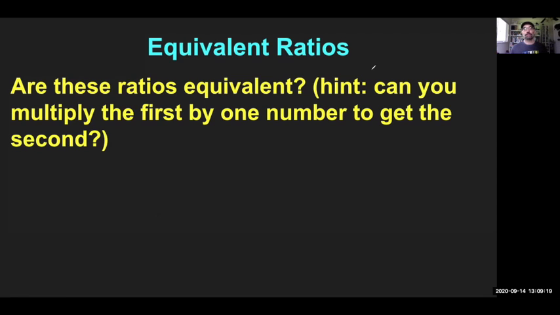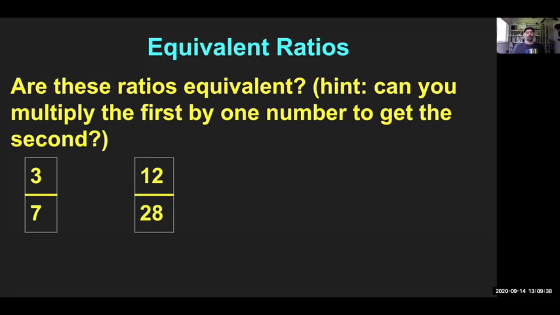Got it? Cool. So now let's look at what we have. Are these ratios equivalent? Hint: if you can multiply the first by one number to get the second. Here we have a fraction, 3/7. And here we have another fraction, 12/28. Are these equal to each other? What do you think? Ready, go. Okay, so they are equal because 3 times 4 equals 12 and 7 times 4 equals 28. Because we multiplied both by the same number, they are equal.